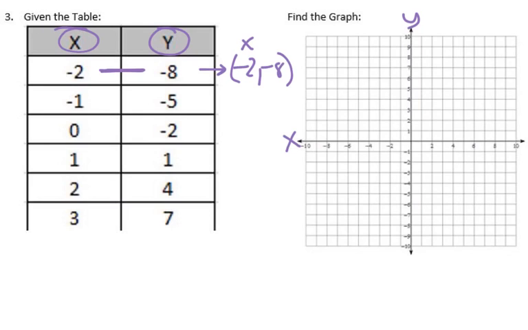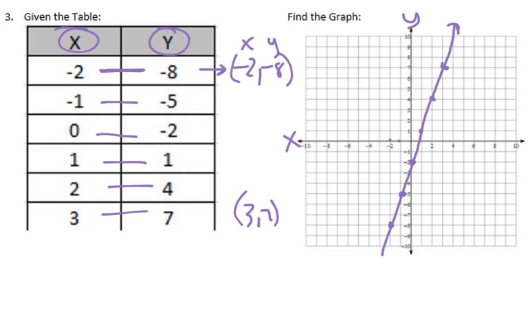-2, -8, with the x value first, y value second. That's an easy point to plot. We go to -2, then down to -8, and draw our point. Okay, same with those. -1, -5, draw our point. 0, -2. By the way, that's our y-intercept. 1, 1, 2, 4, and last 3, 7. Connect the dots, and there's our graph.